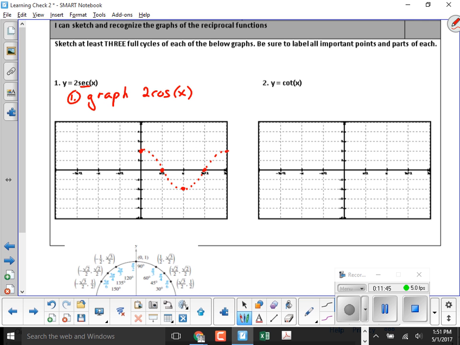Wait, it says it. What's up, kid? It says sketch these 3 full cycles. Yeah, 3 full cycles. I'm just going to do 1 for now. Gotcha. Yeah. Okay, so now there's my graph for cosine.